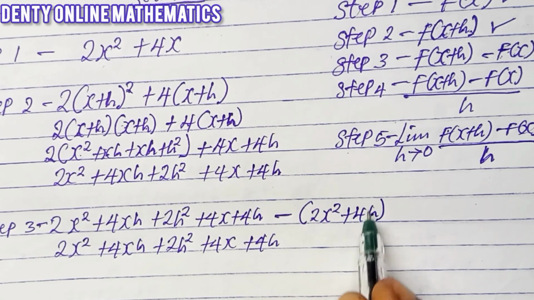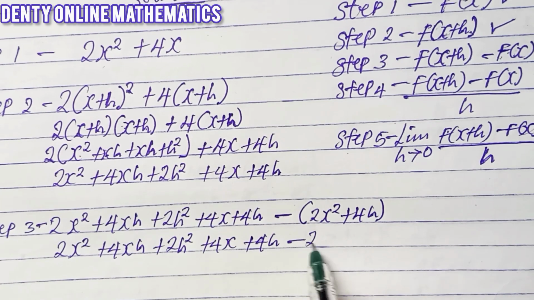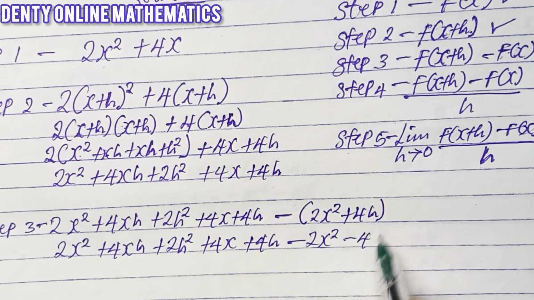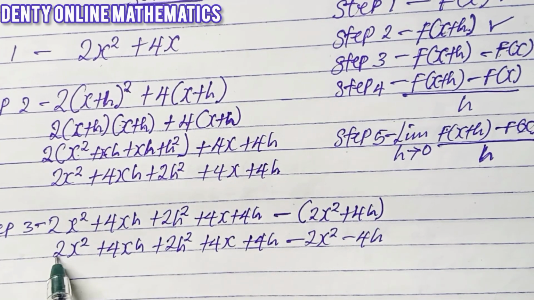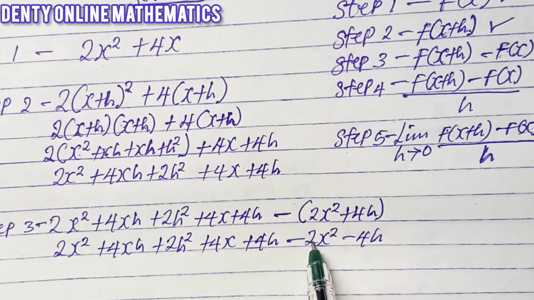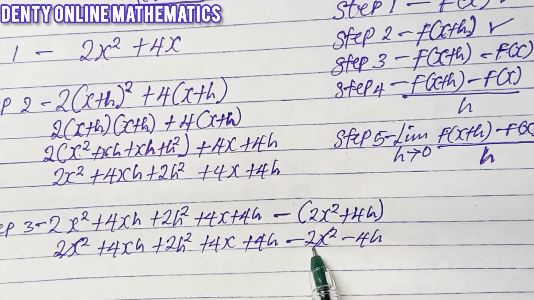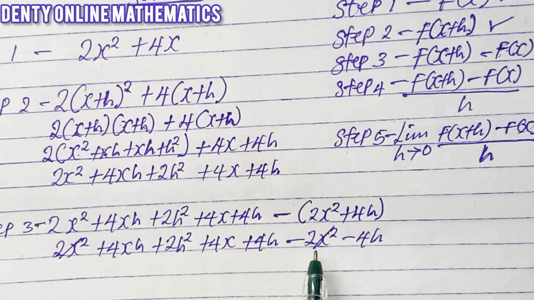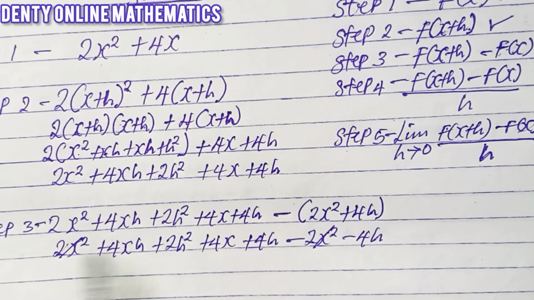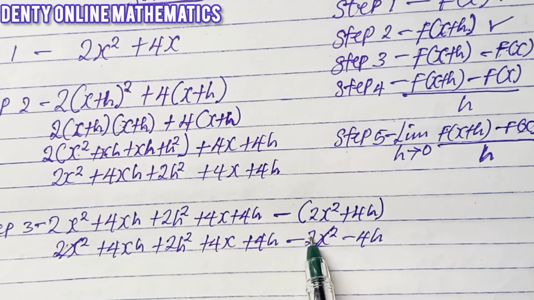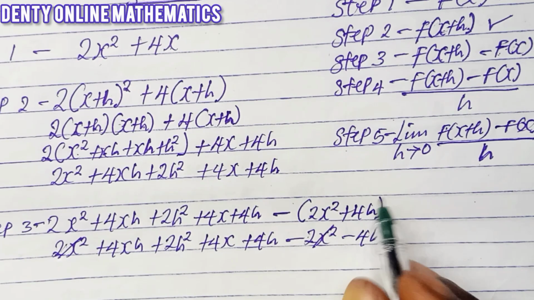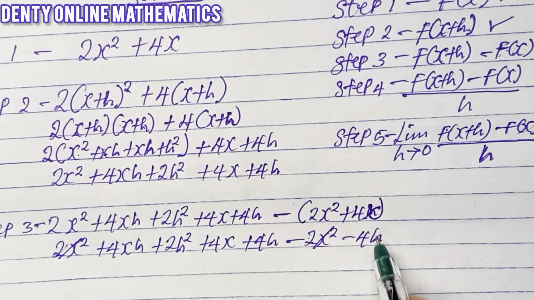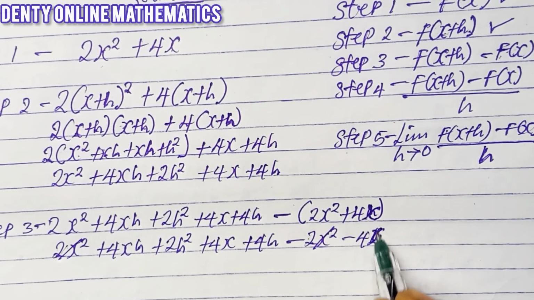Now this minus affects everything in the bracket. We're going to have minus 2x squared minus 4h. Now positive 2x squared, negative 2x squared, so they can cancel themselves out. Now another thing is we can still bring it further again. This 2x squared will cancel out what? 2x squared. Sorry, here is not 4h. Here is what? 4x. Here also be 4x.